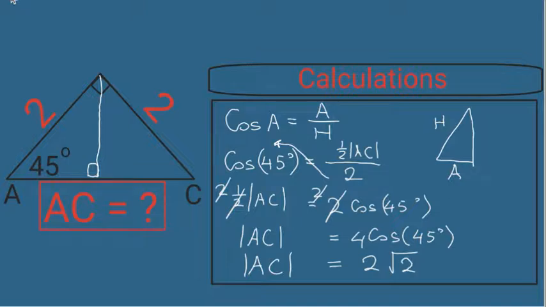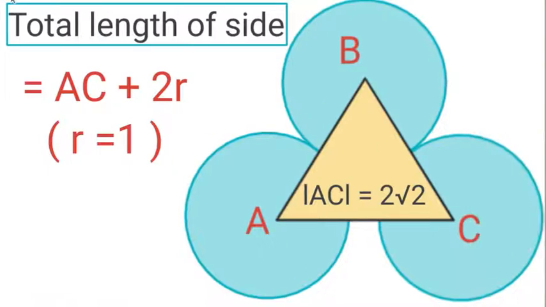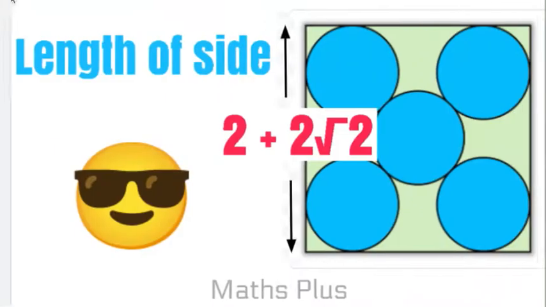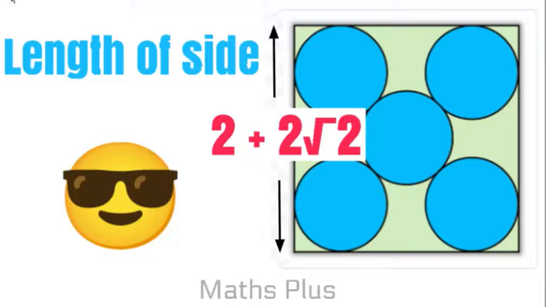Alright, so let's go back to the main problem. And you can see now that we have enough information to get the total length, as we have center to center horizontally, and also we have 1 here and 1 on the right hand side as well. And that's it. Your length of the side of the smallest square around 5 discs with radius of r is equal to 1 is 2 plus 2 root 2.